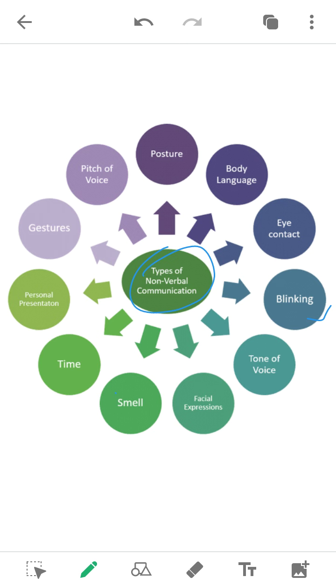Pitch of voice means the highness or lowness of a tone. Etc. These are the non-verbal communication. Most of us use non-verbal communication. Sometimes when we communicate verbally or orally, we also use non-verbal body language.